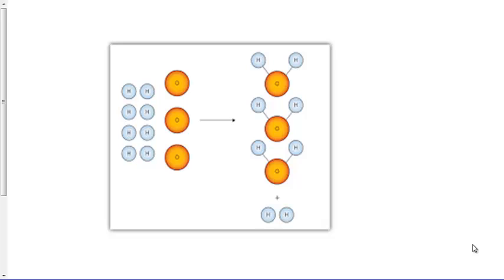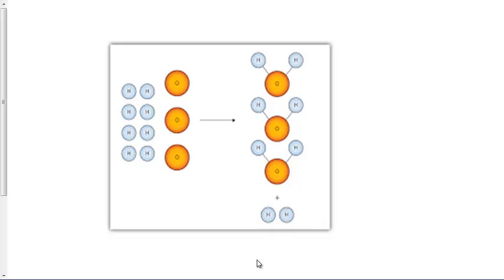Look at this picture here. I'm making water. So I've got 8 hydrogens and 3 oxygens. As you know, water is in a 2-to-1 ratio of hydrogen to oxygen. So I used up all 3 of these oxygens, and each of them is bonded to 2 hydrogens, as you can see. But I didn't need those last 2 hydrogens.